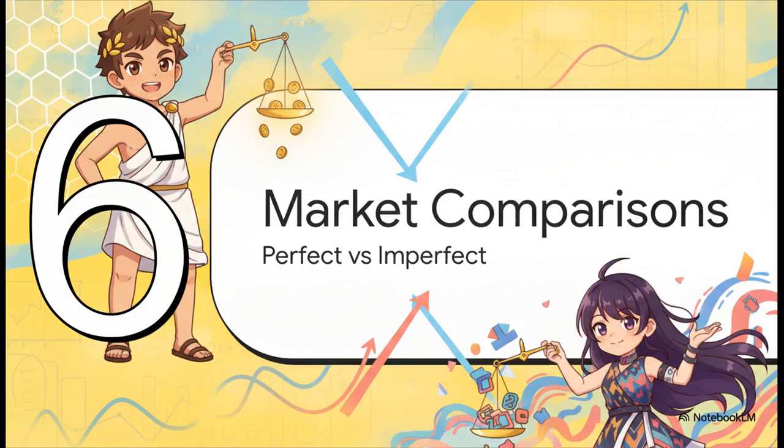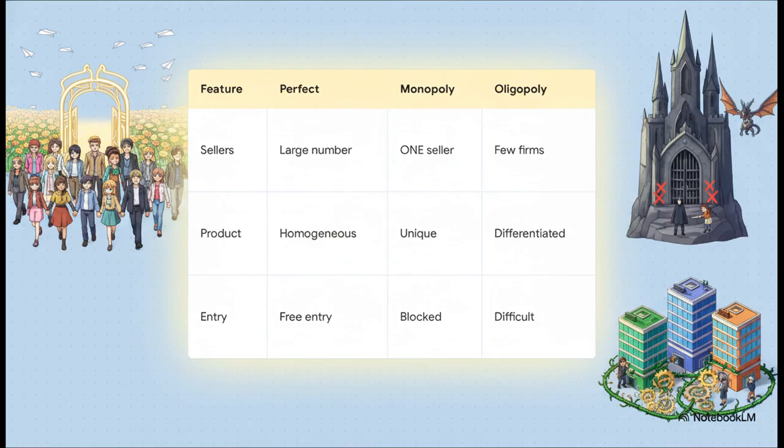Almost there. Section 6, Market Comparisons. Let's zoom out and look at the big picture, because there are extreme differences between market structures. Perfect competition, as we've seen, has completely free entry and perfectly homogeneous products. Contrast that with a monopoly. A monopoly has one single seller, a totally unique product, and completely blocked entry. Honestly, that's exactly why authorities like the Competition Commission exist in South Africa, to monitor that kind of anti-competitive behavior.